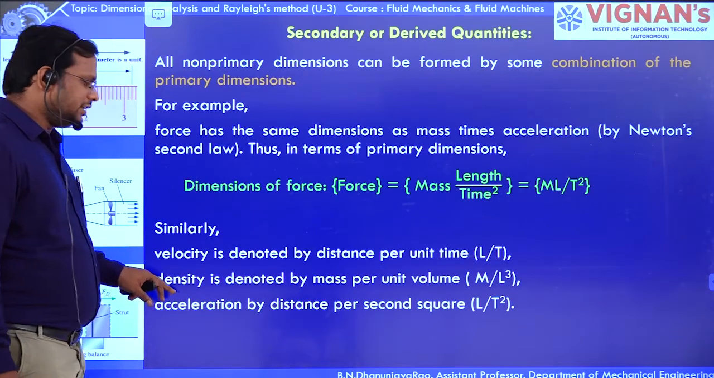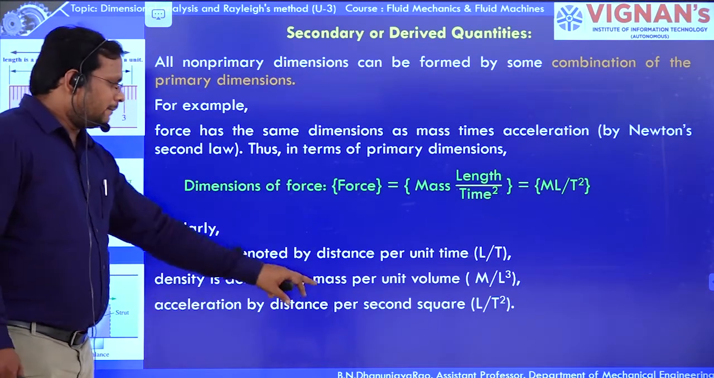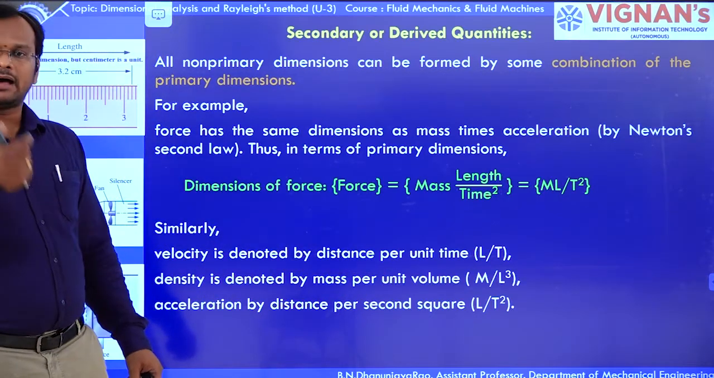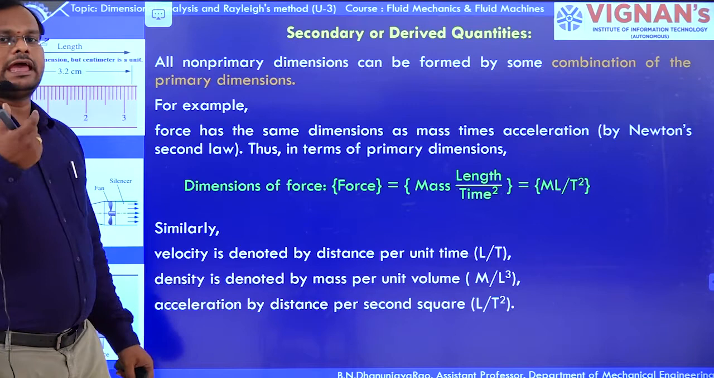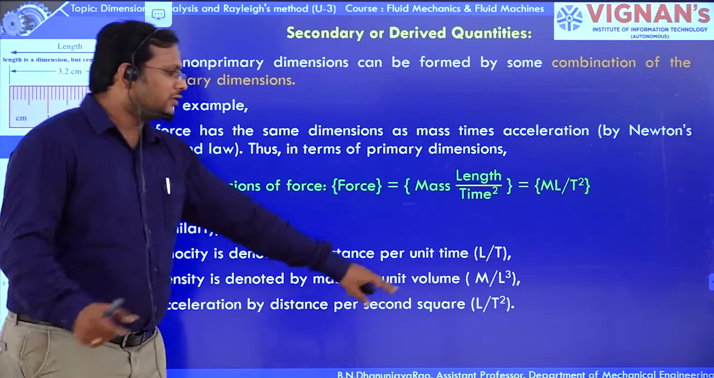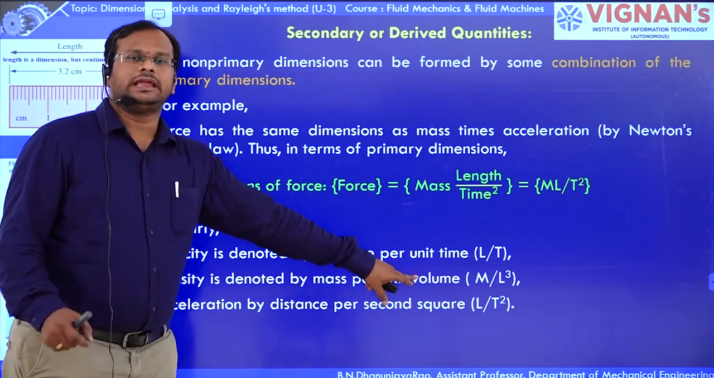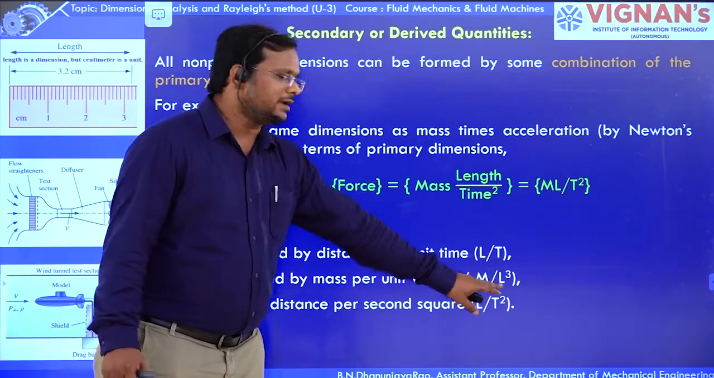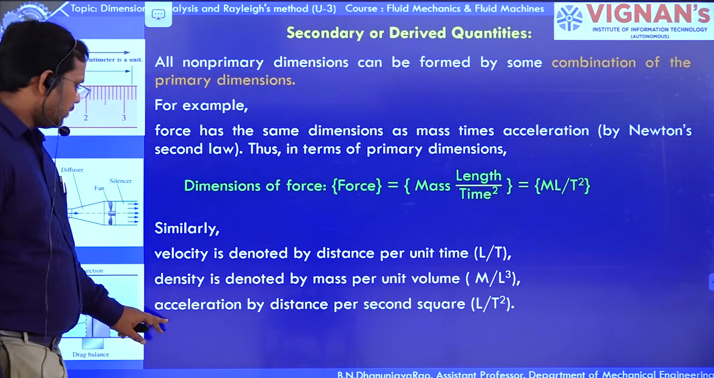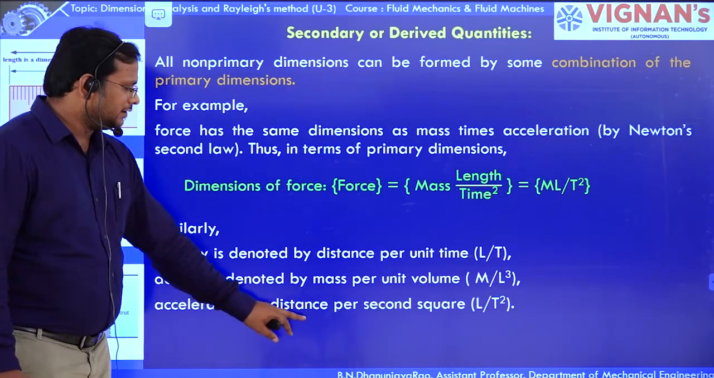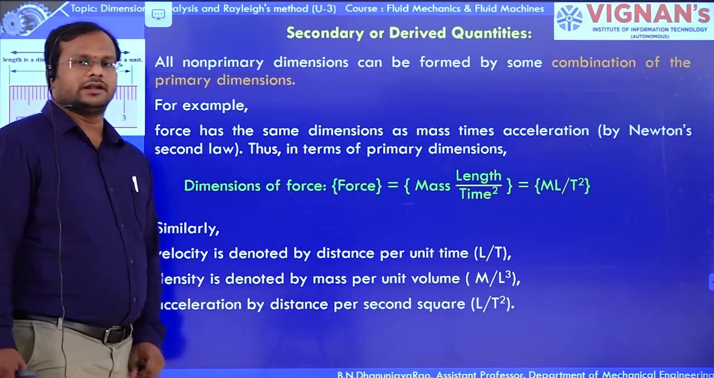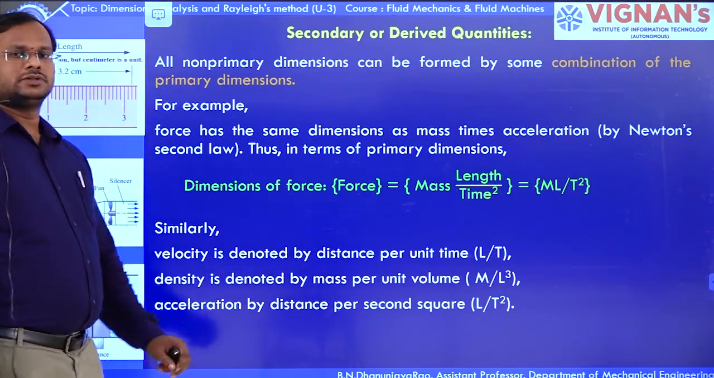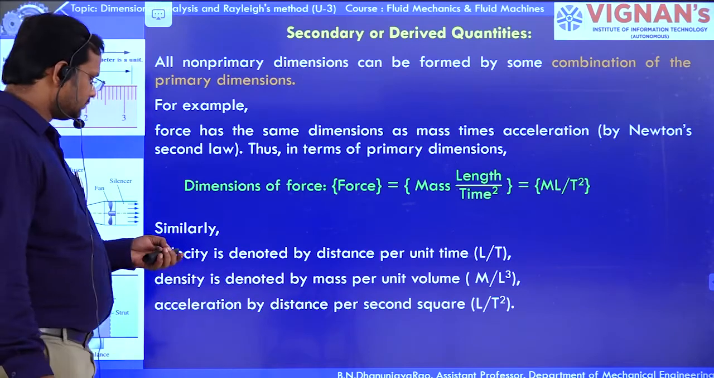When it comes to density, it is denoted by mass per unit volume. What is the fundamental dimension for mass? It is M. What is the fundamental dimension for volume? Volume is length cube, L cube, so density is M by L cube. Next, acceleration is denoted by distance per second square. Distance is L and second is T, so it is L by T square.